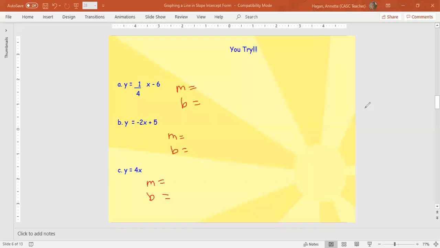All right, so if you tried these 3, you should have gotten that the slope for the first one was 1/4, and the y-intercept was -6. The slope for the second one was -2, and the y-intercept was 5. The slope for C was 4, and the y-intercept, you're like, well, there is no B, so the y-intercept is 0. That means this one's going to cross through the origin.